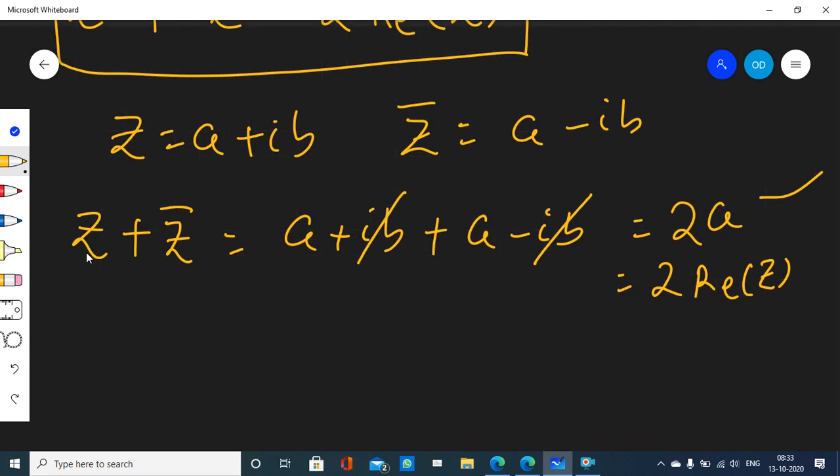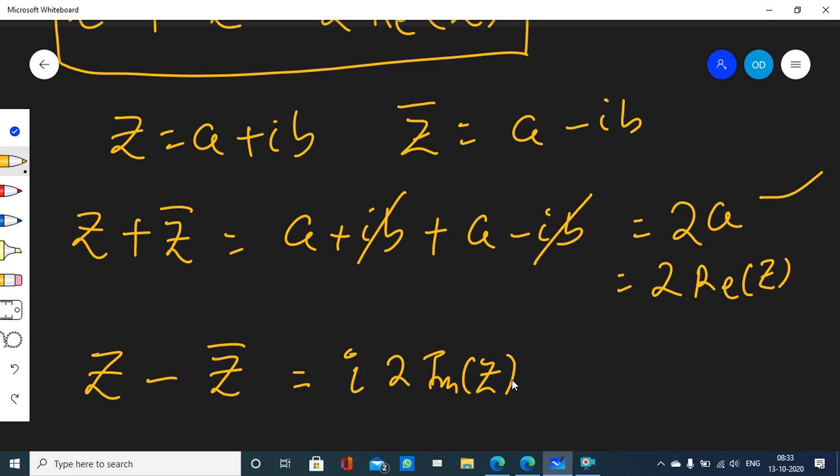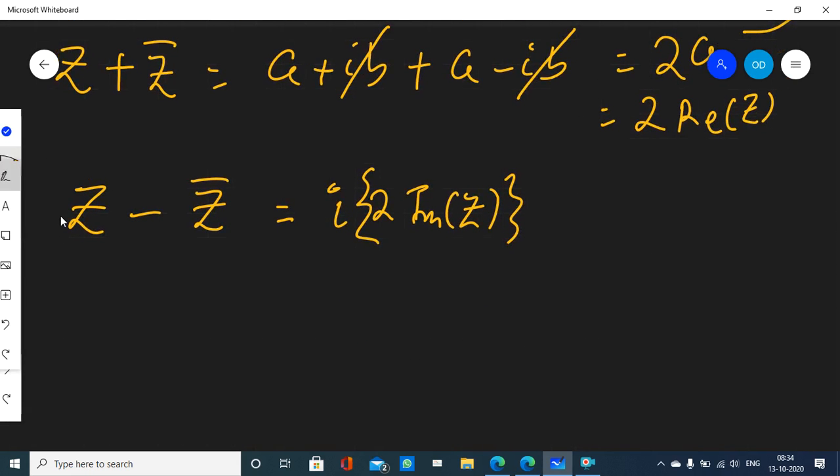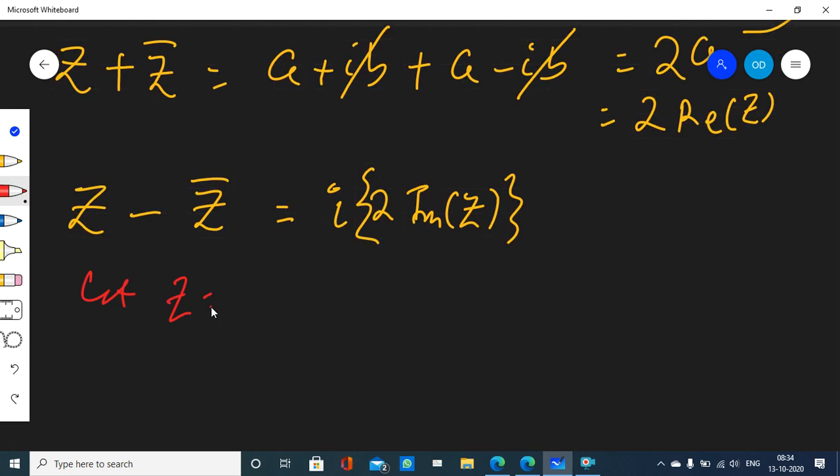Next, we also discussed z minus z conjugate. If I subtract the conjugate of a complex number from the complex number itself, what shall I get? The real part will be 0, and we get twice the imaginary part, and i will also be there. You see for yourself, let z = a + ib, then what is z conjugate?